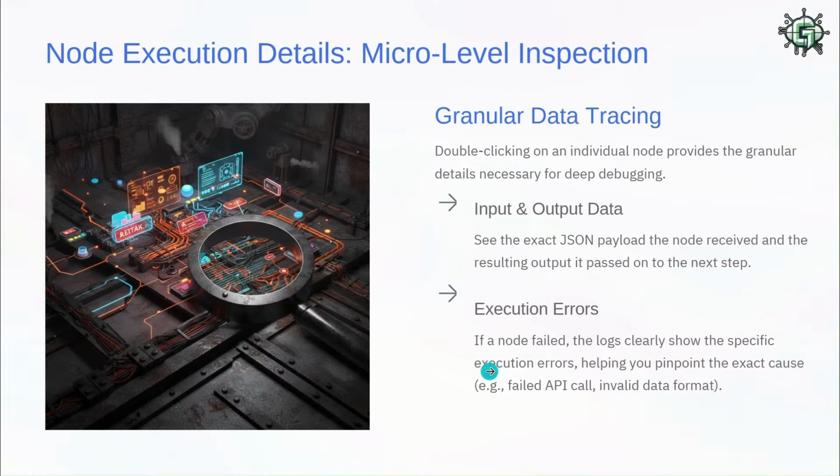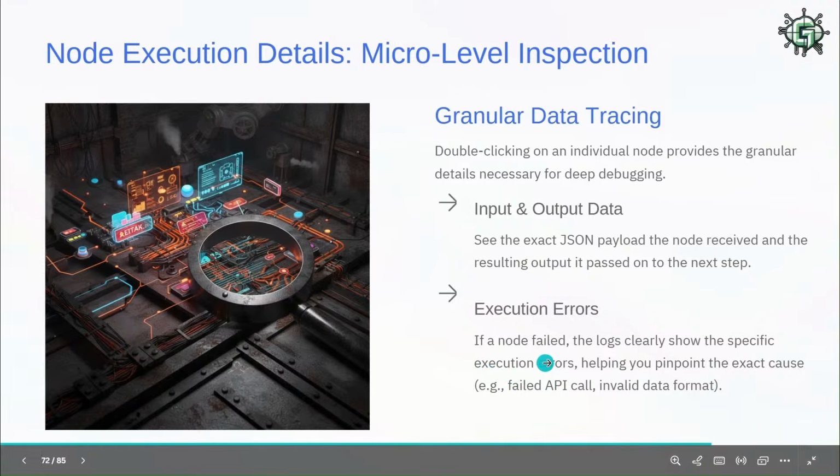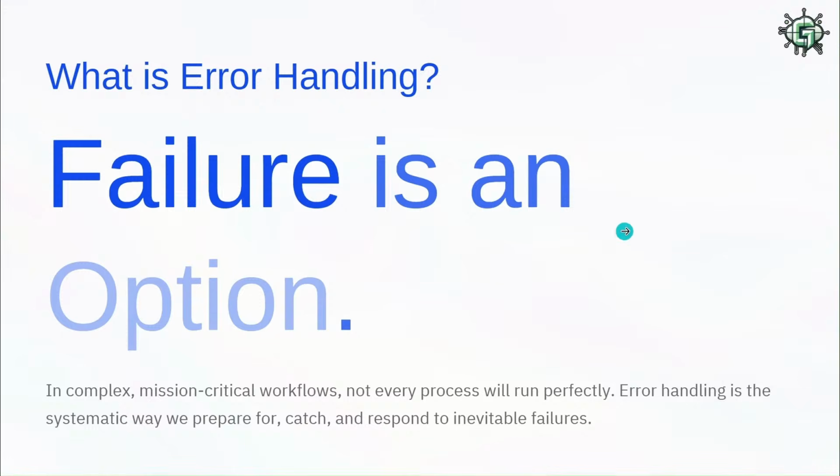Next, if a node failed, the logs clearly show the specific error. A failed API call is one example, and invalid data format is another. Now that you have seen how we trace data, you can find where the node specifically went wrong, and you get the whole data to debug. So you can exactly understand where the error is occurring. Now let's start with how we can handle errors. Error handling is a very good topic. If you want to master n8n, you require it.